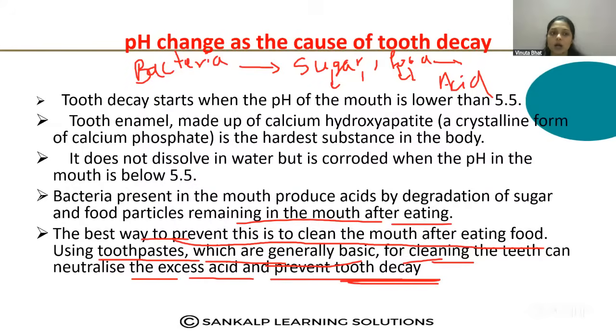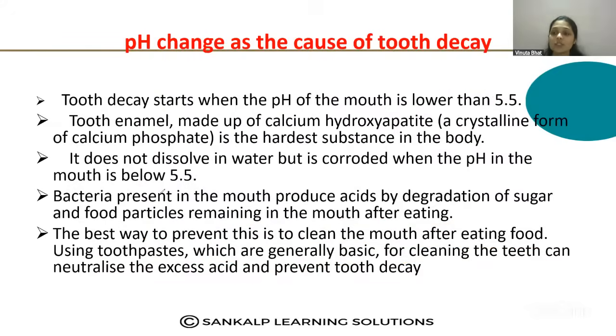So how can we prevent tooth decay? By using toothpaste which contains more basic substances, and cleaning the mouth after eating. So after a meal or after eating, what should we do? We have to clean the mouth. These are the best ways to prevent tooth decay.